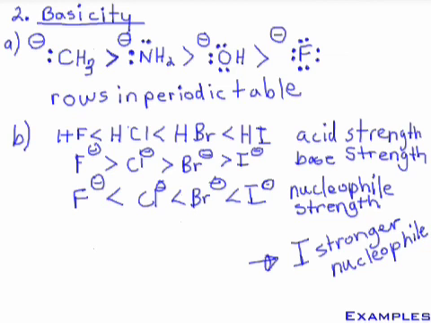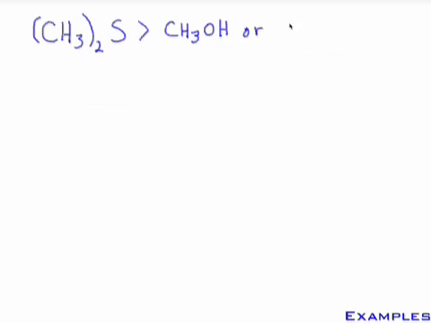Some trends. Well, if, for example, I take a molecule like dimethyl sulfide that has sulfur in it, dimethyl sulfide is going to be a stronger nucleophile than methanol, which has oxygen, or a stronger nucleophile than dimethyl ether, which also has oxygen. Dimethyl ether, of course, is a gas, so it would be harder to use it as a nucleophile, but you could.